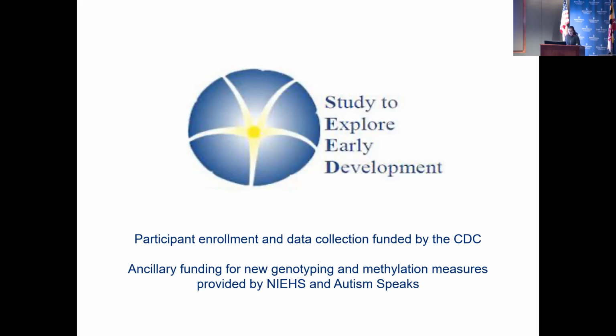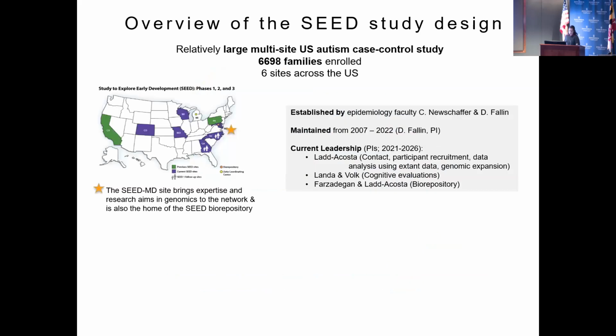The second study, with a long-standing, again, history and established in our department, is called SEED for short. The SEED study is a large multi-site autism case control study. And so we now have almost 7,000 families that enrolled across 6 sites in the US. And the Maryland site specifically brings really strong genomic expertise to that network and is also the home of the biorepository for that network. And so it again was established by Craig Newschaffer and Danny Fallin in this department and maintained for the past several years.